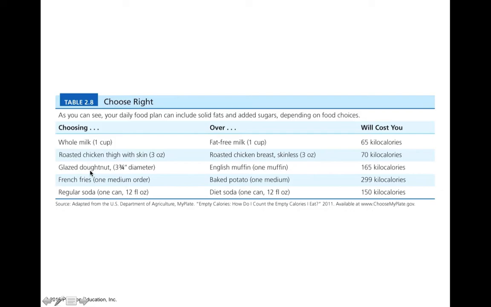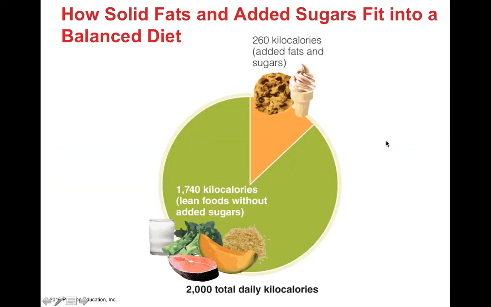A glazed donut versus an English muffin, difference of 165 kcal. French fries versus a baked potato, that's a difference of 299 kcal. Same potato, just prepped differently, right? Regular soda over diet soda, difference of 150 kcal. So you really can make healthy choices, and every single small choice does add up. So make sure that you choose correctly.